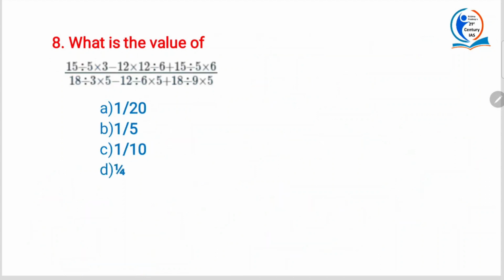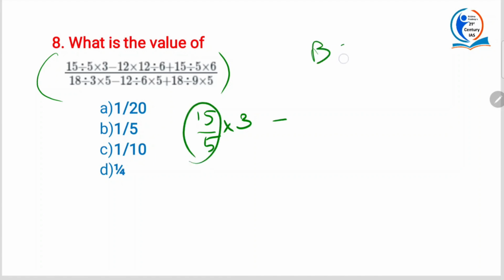Alright. Now, next question. What is the value of this thing? So it is not in any form of a cube plus b cube. So here we have to use BODMAS directly. Alright. So we have to write this equation 15 divided by 5 into 3 minus, because division has precedence over multiplication in BODMAS, right? So that's the reason why I'm writing 15 by 5 into 3.